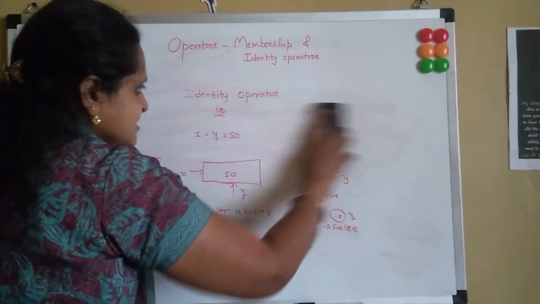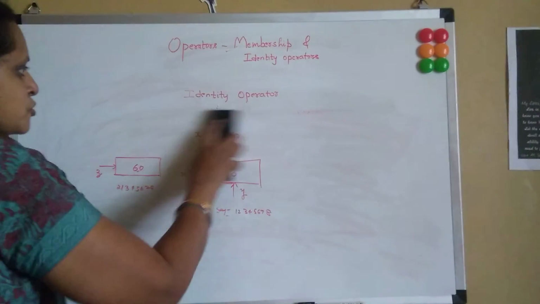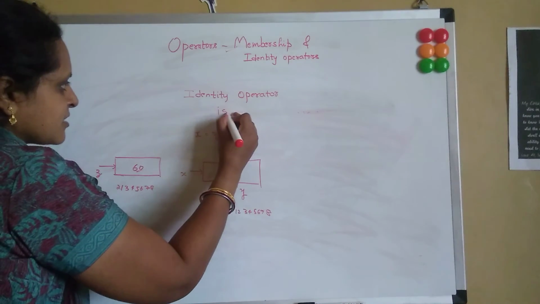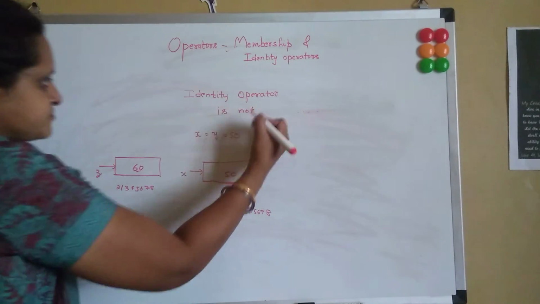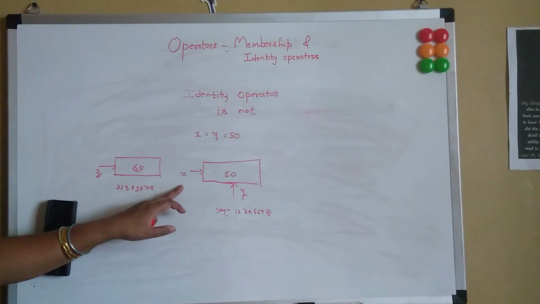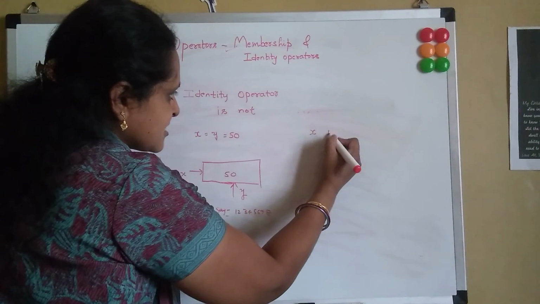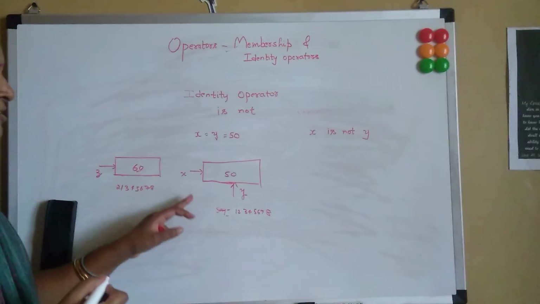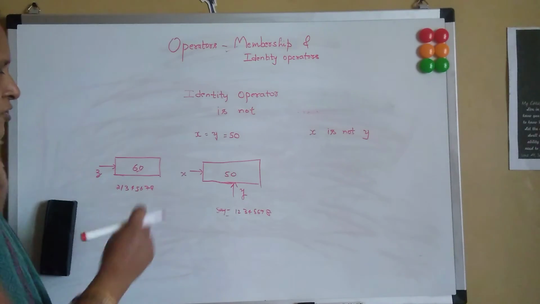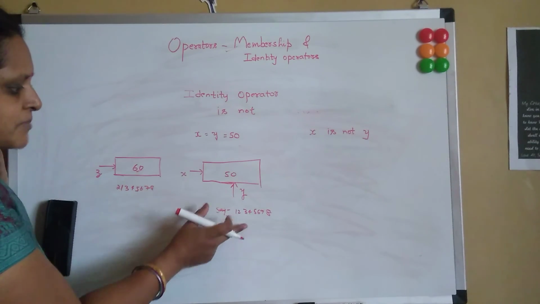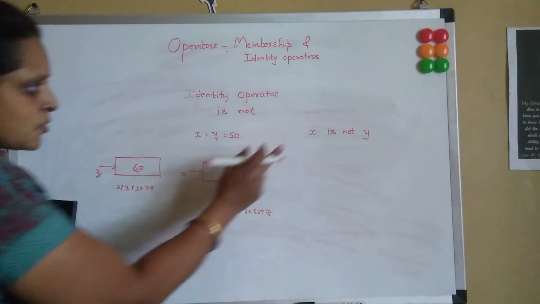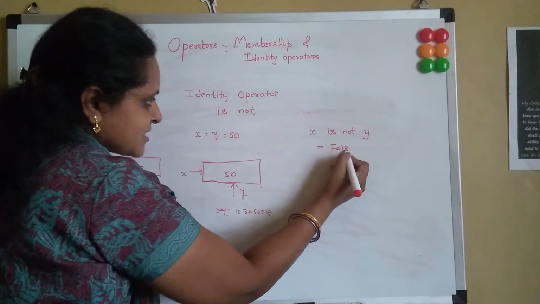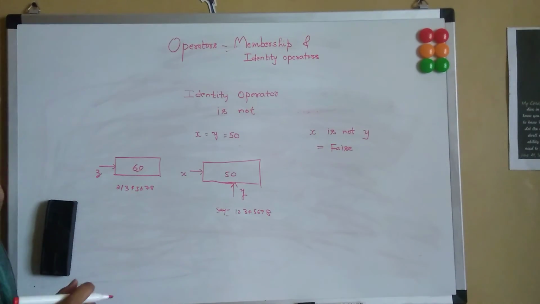Now let me show you the example of is not. If I say x is not y, it returns the Boolean value false because x and y are pointing to the same memory location. So is not returns false, telling that they are pointing to the same object.